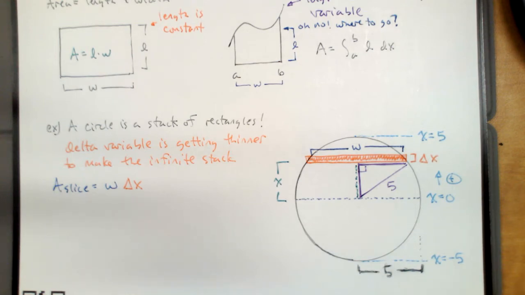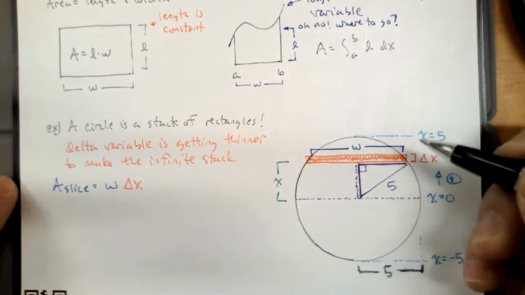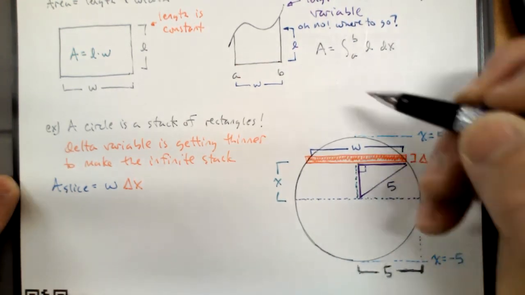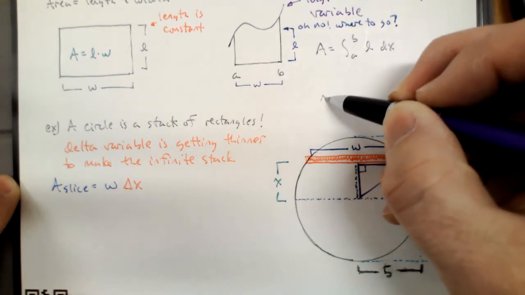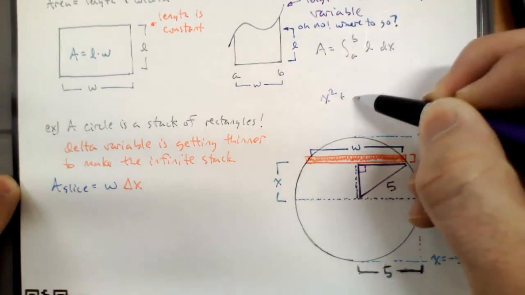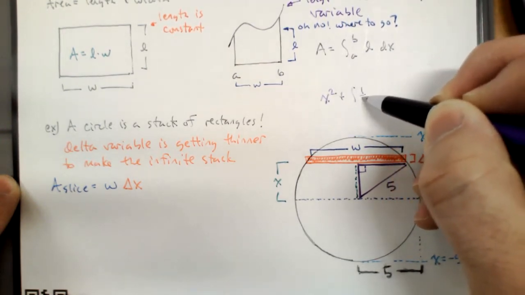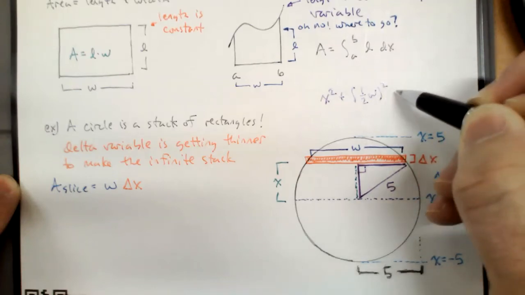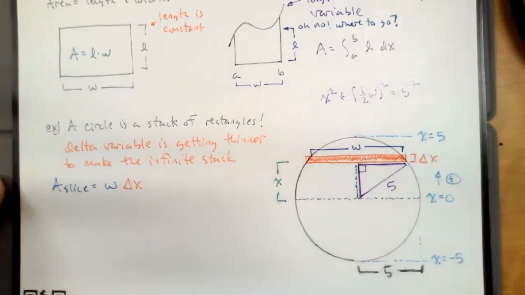That gives us a relationship between this vertical quantity X and this horizontal quantity W. Well, half of W, because the other leg of that triangle is half of W. So I get a relationship between X and W. I can say X squared plus half of W squared is equal to 5 squared.